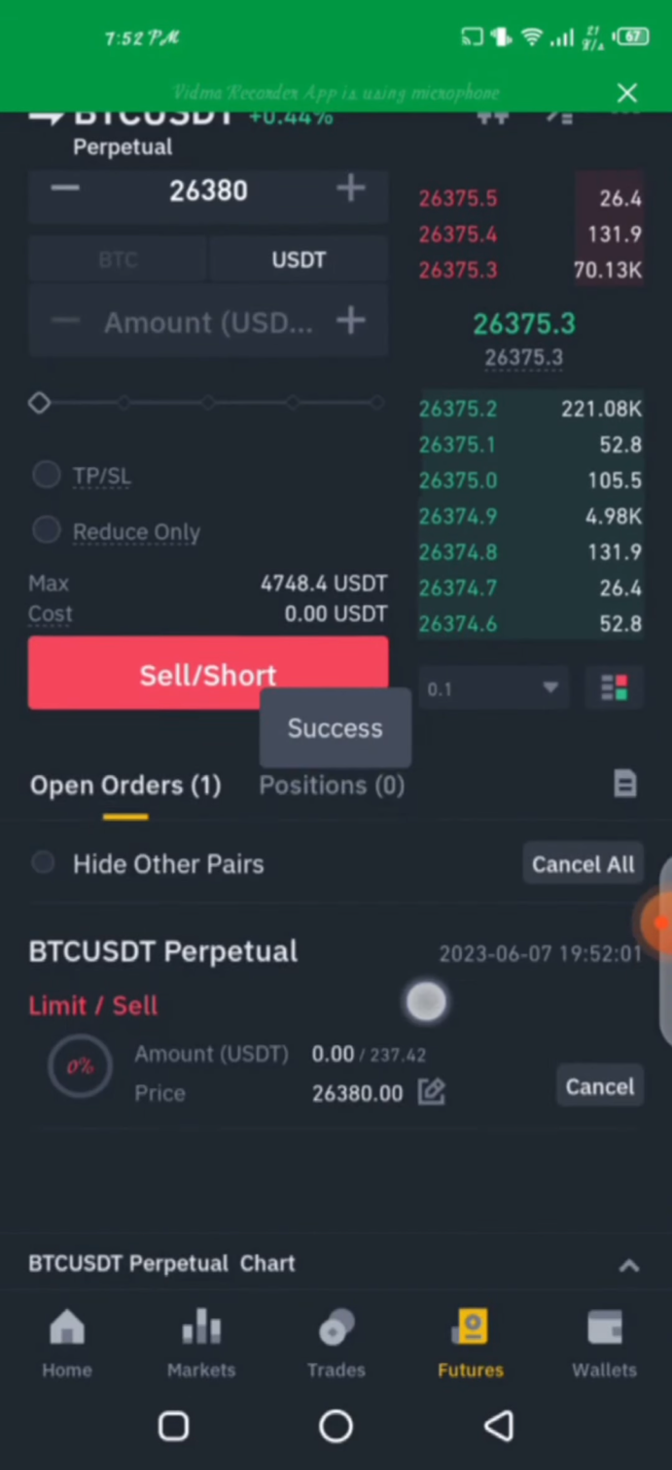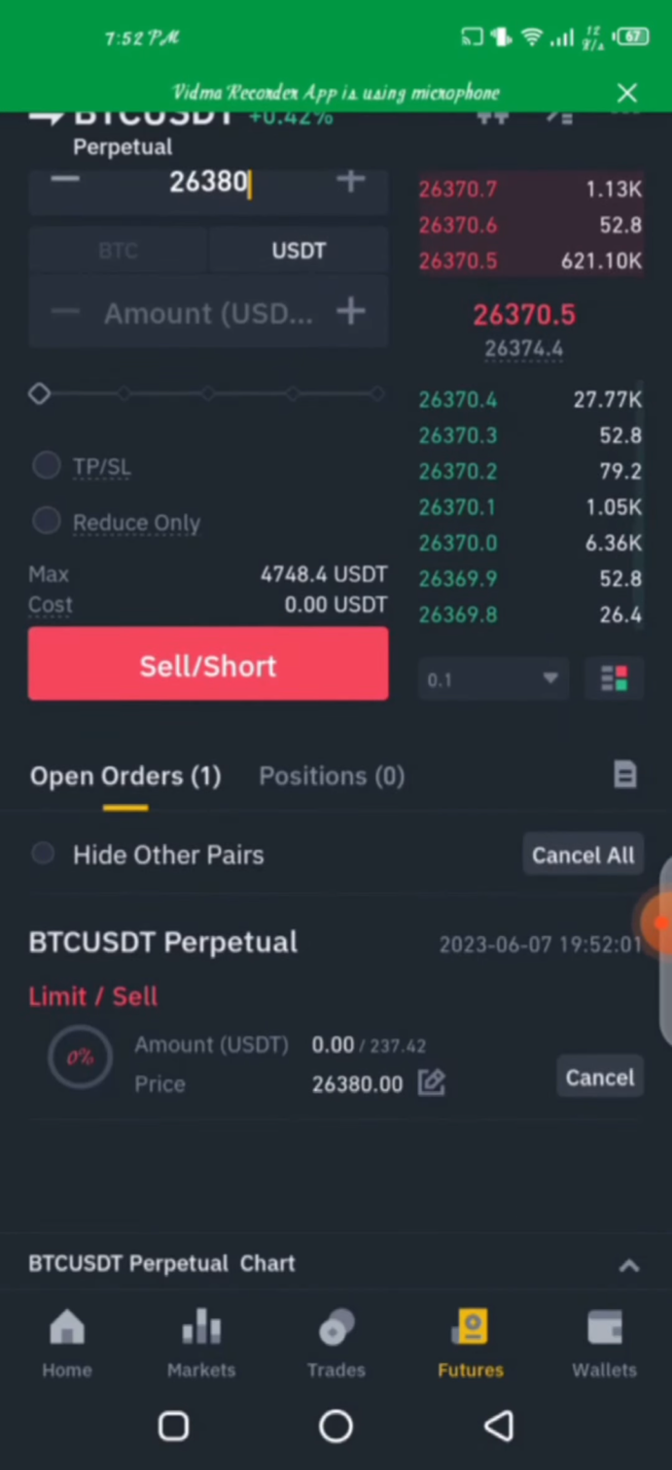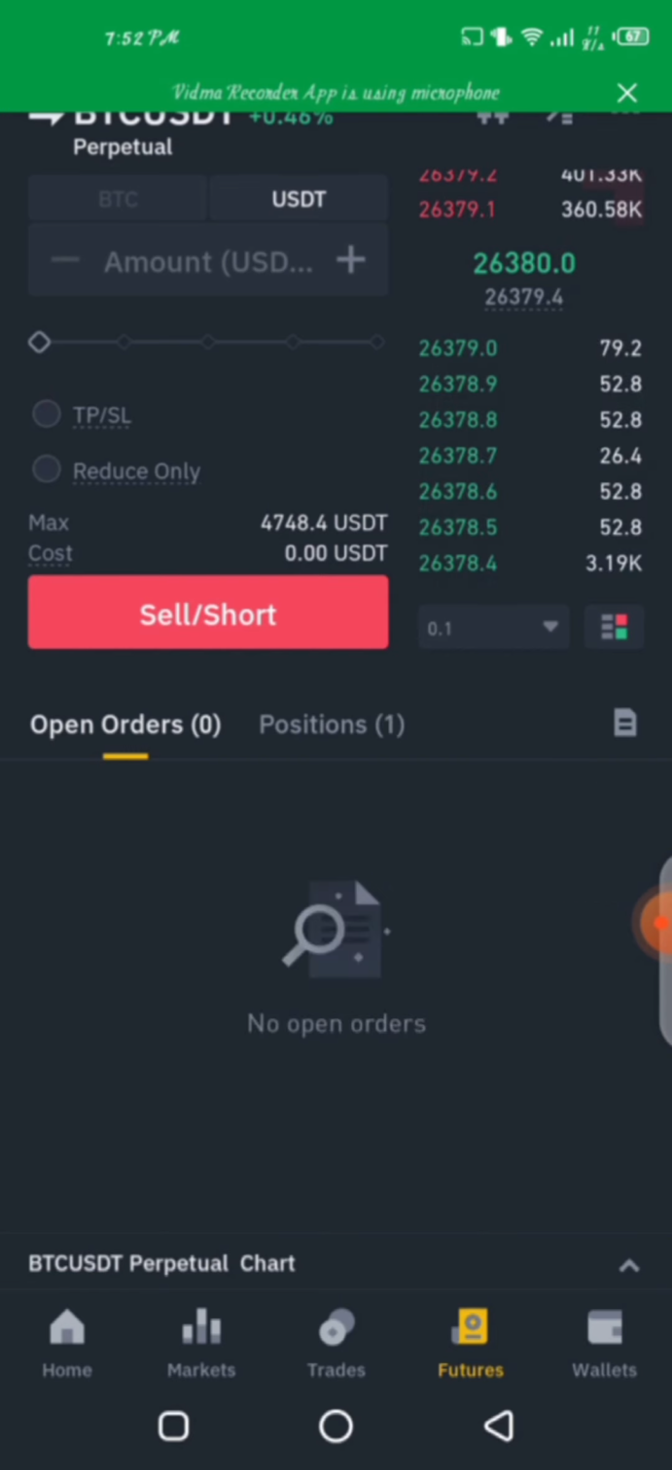Now, because it has not gotten to the price I set, which is 26,380, and the price is at 26,368, it is in open orders. So I will wait for it to fill before I set my take profit and stop loss. If I don't want to do that, I can just cancel, but please, this is just for educational purposes. Okay, I don't even need to cancel. It has gone into position.